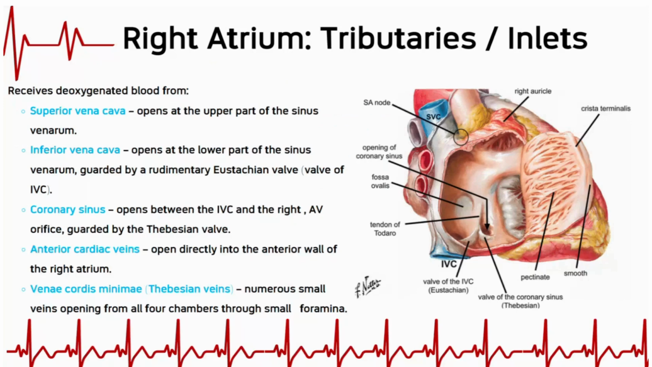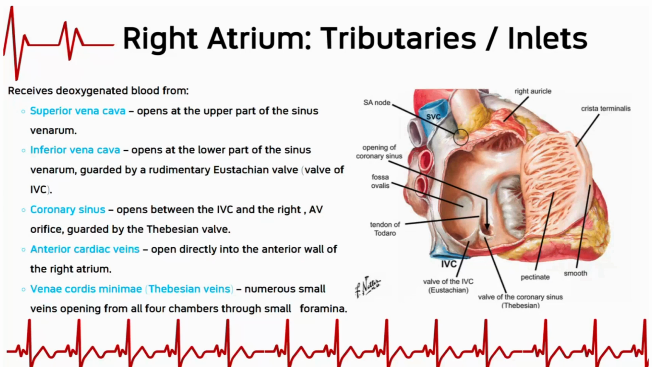Okay, right. Now, right atrium. I spoke about tributaries and inlets. Now, what does that mean? I use the word inlet mainly. The inlet is essentially the veins that open up into the right atrium.